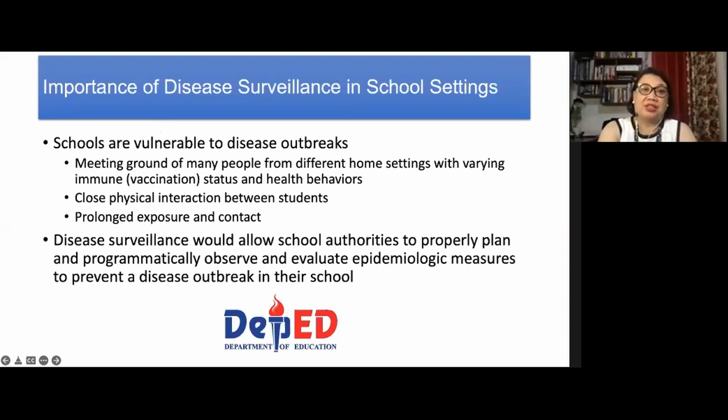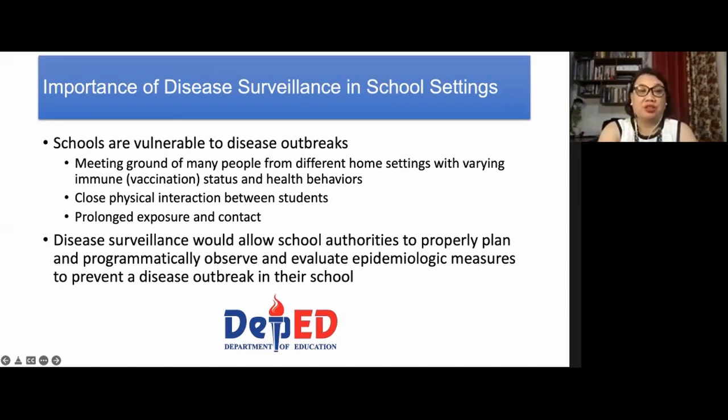What is the importance of disease surveillance in school settings? Schools, as we know, are vulnerable to disease outbreaks for the following reasons. Number one, it is the meeting ground of many people from different home settings with varying immune or vaccination status and varying health behaviors and practices. It is also an area where there is close physical interaction, not only among students, but also among teaching staff and faculty or teachers. And since schools usually operate for more than 4 hours every day, we would expect prolonged exposure and contact between people with the disease and the vulnerable population groups.